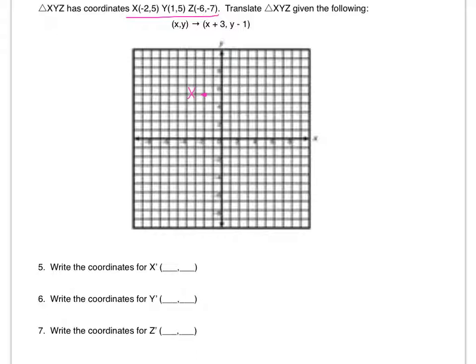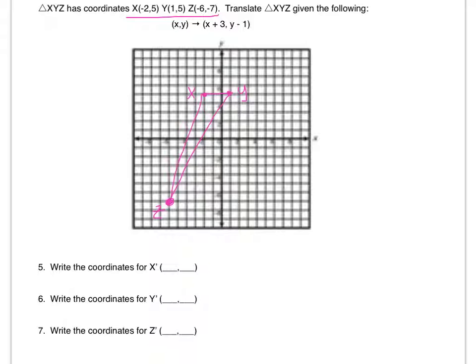1, 5. And that's Y, and Z is -6, and then -7, 1, 2, 3, 4, 7. So here's where I got Z. So I have a triangle XYZ. It's kind of a weird looking triangle, but it's a triangle nonetheless.